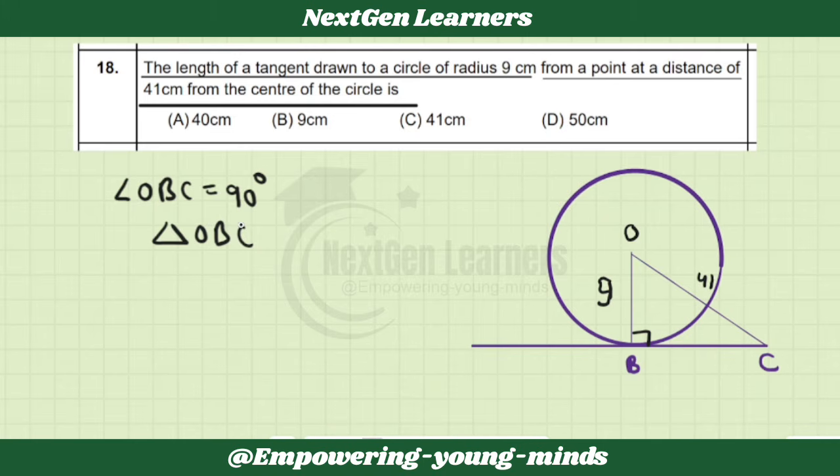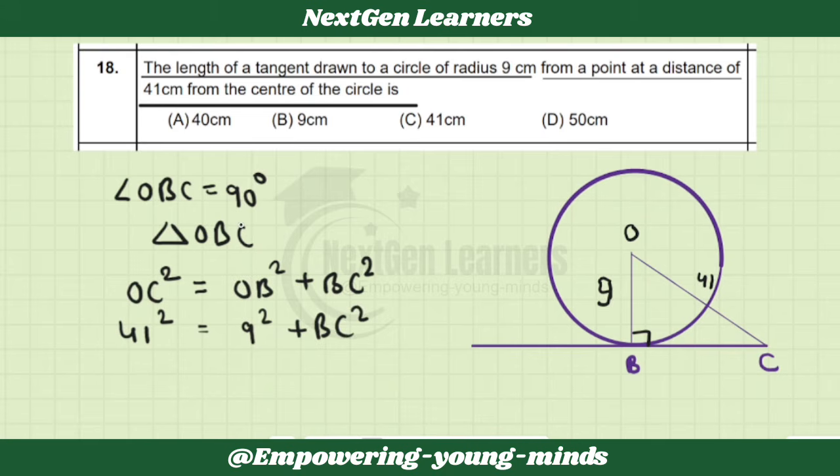So we know Pythagoras theorem says OC square is equal to OB square plus BC square. And after putting the values, 41 square is equal to OB, which is given as 9, square plus we need to find BC square. And if I solve this, I'll get my value BC is 40 centimeter, hence option A is the correct answer. Now let's move to the next question.